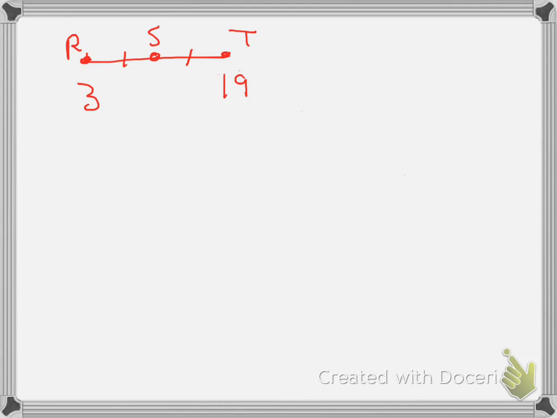So if I let M be for midpoint, we have a rule that says to find the coordinate of a midpoint, you just add the endpoints and divide by 2. M is 3 plus 19 over 2. You're just averaging the ends to get the middle. And this is 22 over 2. We get 11 for problem 23, part A.